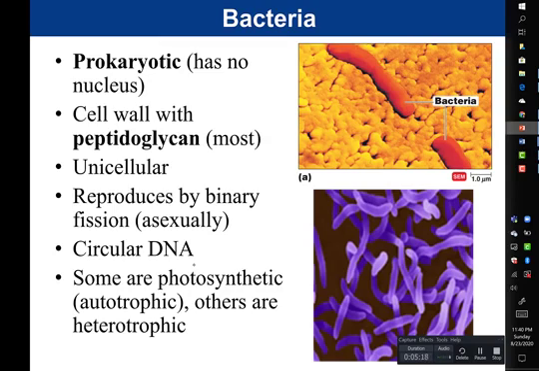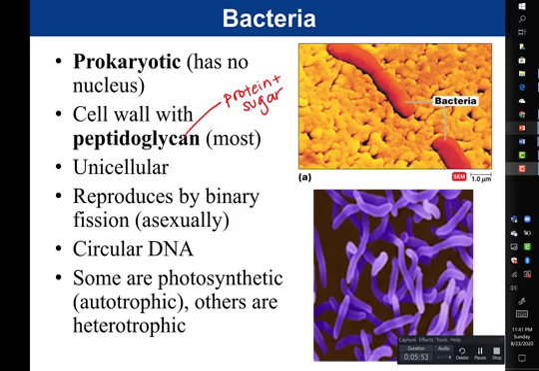Now, what that means, peptido refers to protein, glycan refers to sugar. So its cell wall is going to be a mixture of protein and sugar. You're going to see that that is distinct from many other types of cell walls. In eukaryotic cells, for example, the cell walls are typically what we call polysaccharide. There are many sugars linked together. But in bacteria, it's a mixture of protein and sugar. And so that makes it unique from eukaryotic cells.